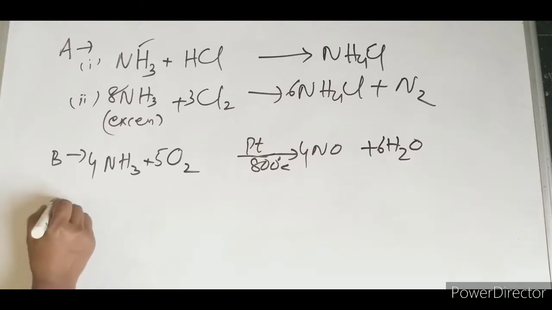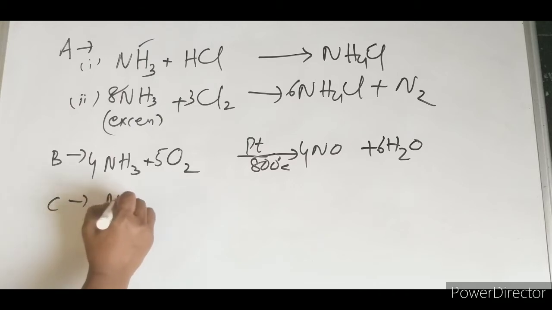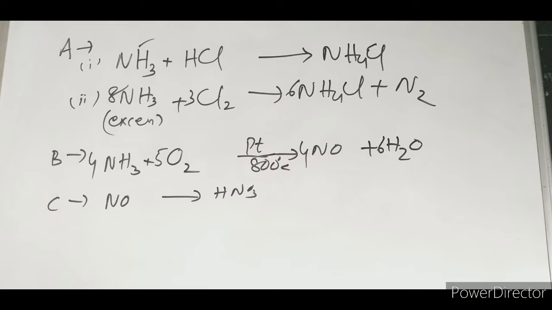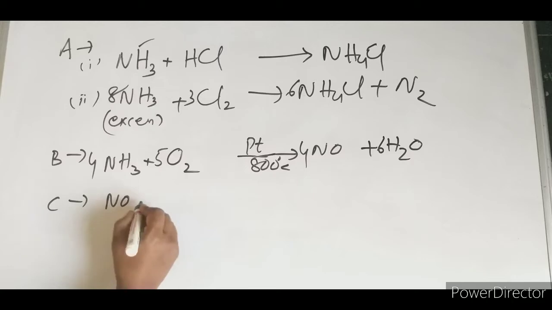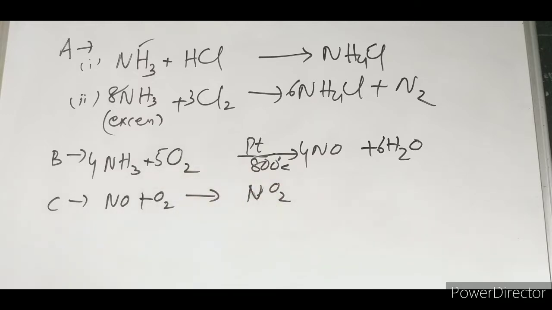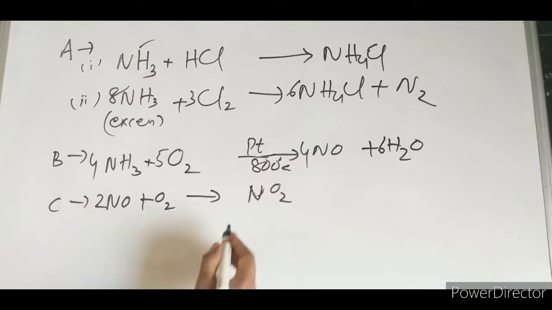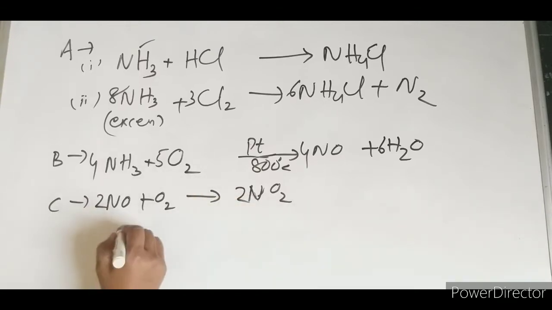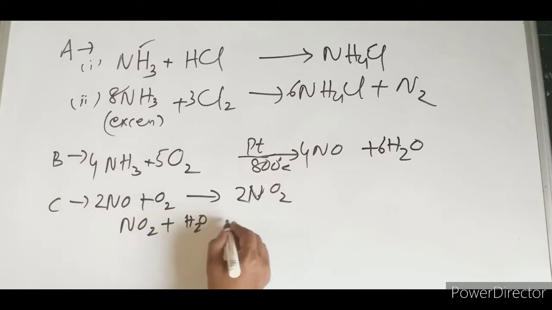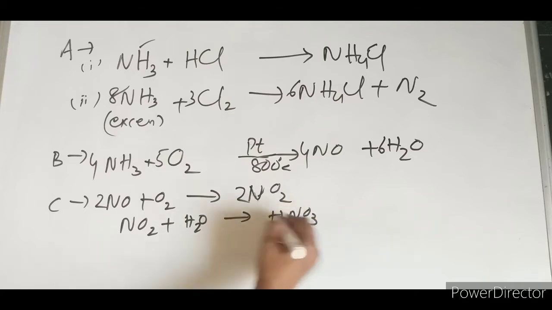What is the third? It is given as C. It is from NO to HNO3. This one we will do in 3 different stages. So NO with oxygen gives rise to NO2. Here this one will be oxygen, and here this one will be NO2. This NO2 reacting with water will give rise to HNO3.